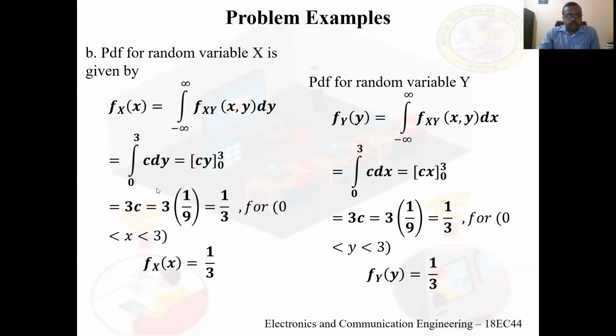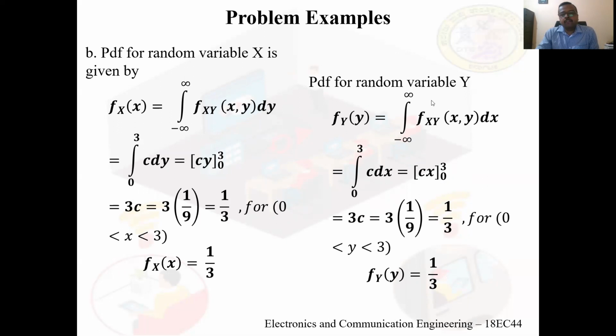Now, to evaluate this integration, you get it as cy with the limits 3 to 0. You get it as 3c. And now substitute for the constant c. What is the value of the constant we found? It is 1 by 9. Therefore, 3 divided by 9 will be what now? 1 by 3 between this range. So what is the PDF for the random variable x now? fx of x is equal to 1 by 3.